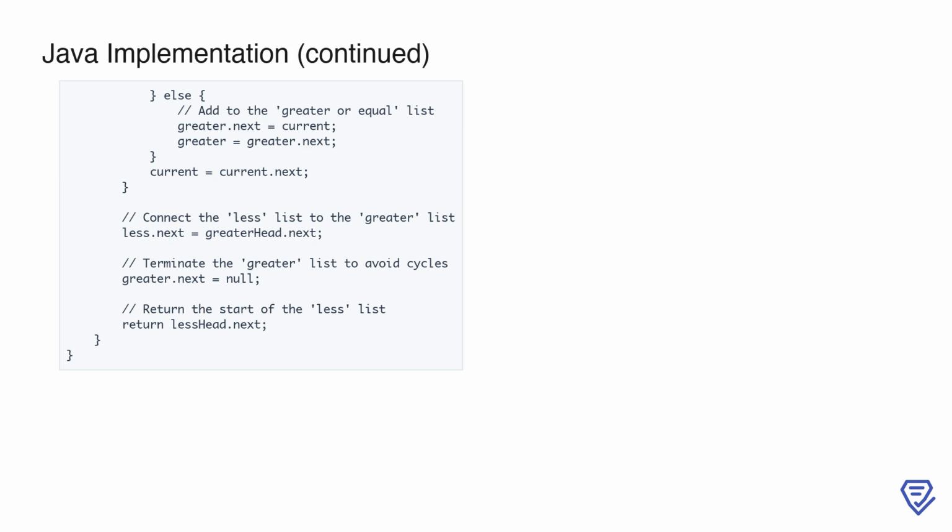Once all nodes have been traversed, we connect the less list to the greater list by updating the next pointer of the last node in the less list to point to the start of the greater list, which is accessed through greaterHead.next. To prevent any potential cycles in the list, we ensure that the next pointer of the last node in the greater list is set to null. Finally, we return the merged list starting from lessHead.next, which skips the dummy node and points directly to the first meaningful node in the less list.